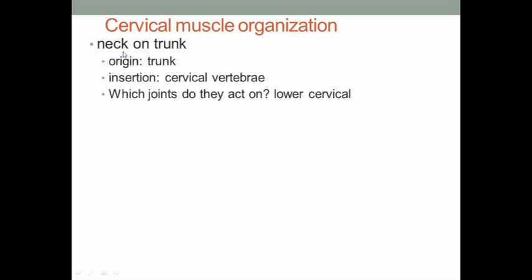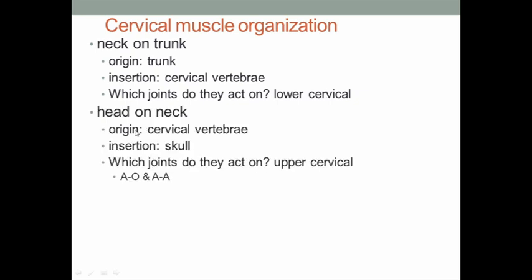Having seen those video clips, hopefully this was a relatively straightforward task. The first group of muscles originating from the trunk and inserting on the cervical vertebrae, of course, acted on the lower cervical spine, and these are typical intervertebral joints where, whilst the cervical region is relatively mobile, the mobility is limited by the presence of intervertebral discs.